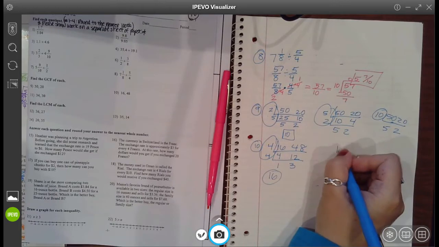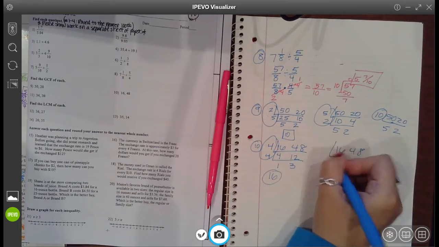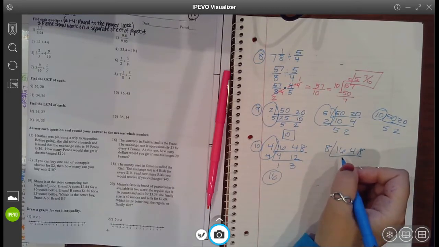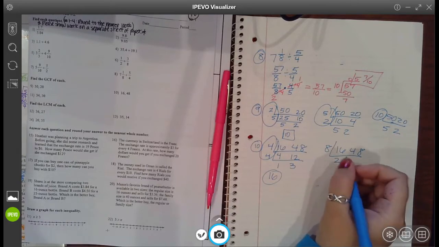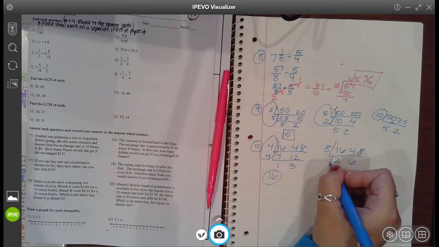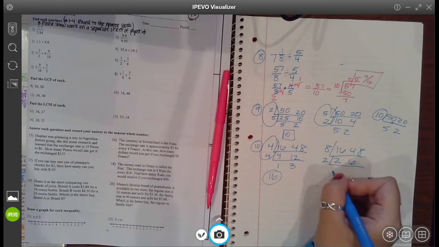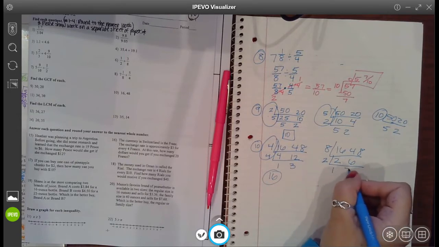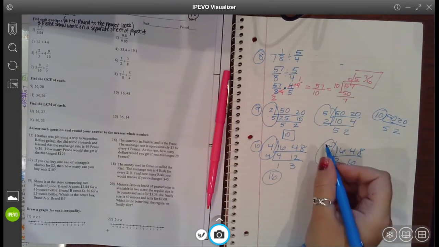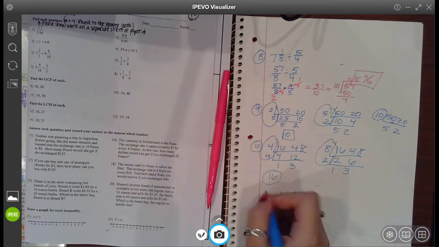A lot of you guys probably started with 8. Because you're like, 8 goes into 16 twice, and 8 times 6 is 48. And then you would go 2. 2 times 1 is 2, and 2 times 3 is 6. You still would have gotten 8 times 2 is 16.